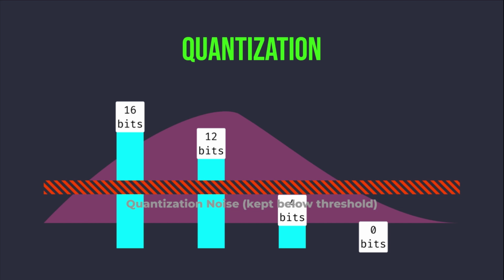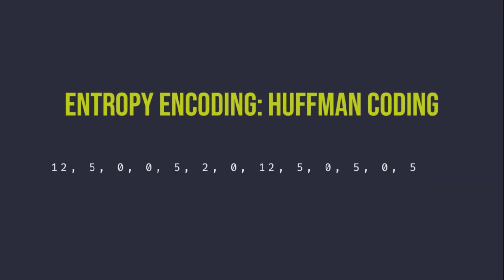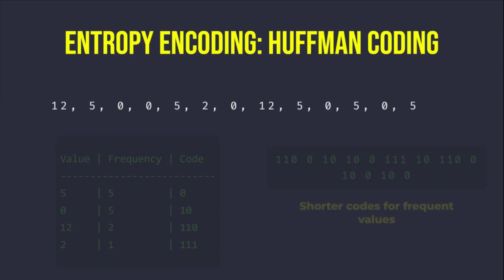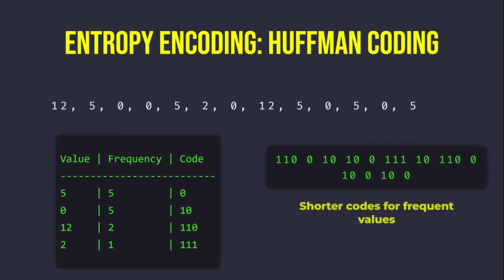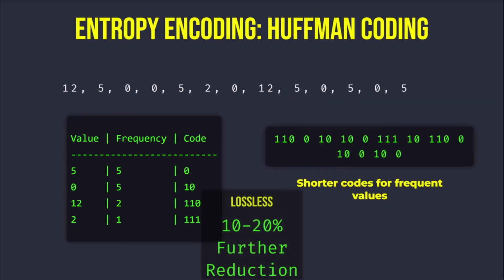After the spectral coefficients have been quantized, they are still represented by numerical values. The final stage of the MP3 compression pipeline involves entropy encoding, specifically Huffman coding. Huffman coding is a lossless compression technique that assigns shorter bit strings to frequently occurring quantized values and longer bit strings to less frequent values. This exploits the statistical redundancy remaining in the data stream. While the psychoacoustic model achieved the massive lossy reduction, Huffman coding provides an additional 10 to 20% reduction without losing any further information, optimizing the final bit stream structure.